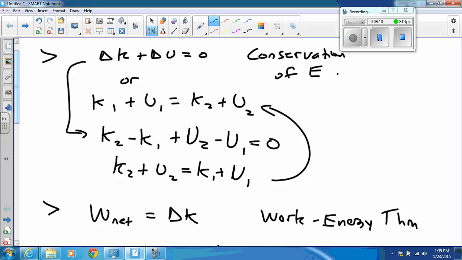Okay, how do we put these two together? Well, we would put these two together by setting equal things equal. So here I have work equals delta K. Up here, what is delta K equal to? Close. Very close. Negative.